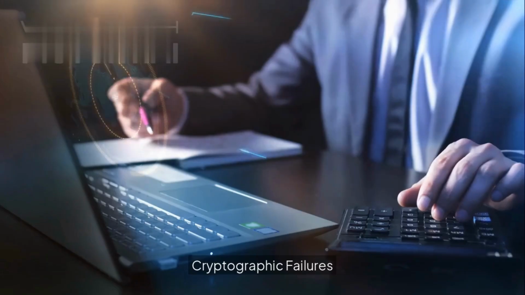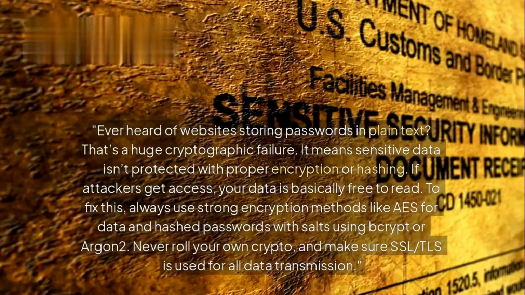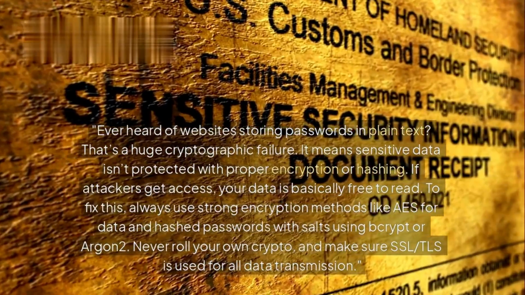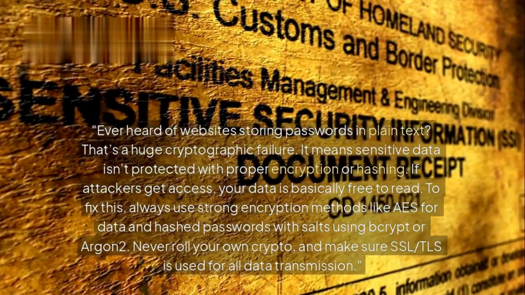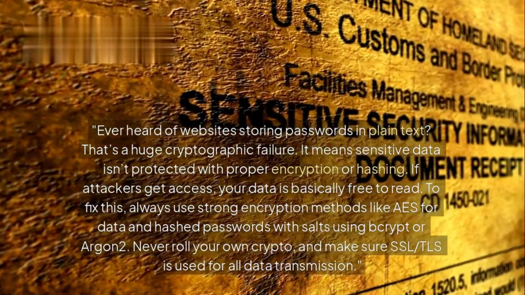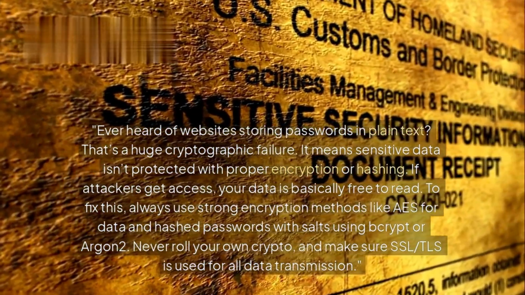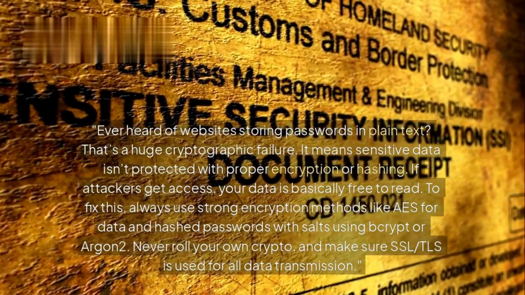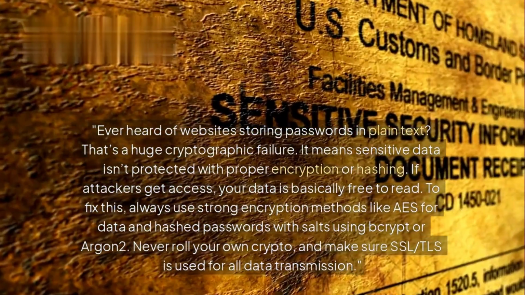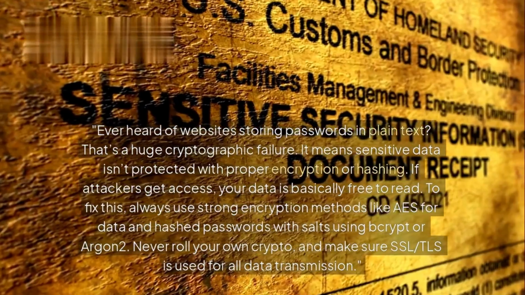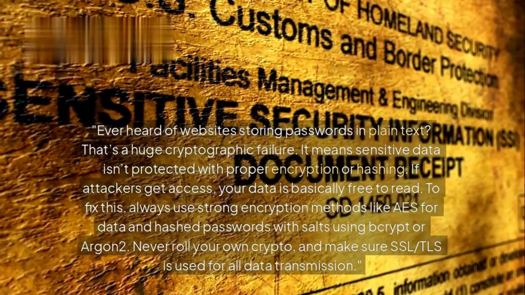2. Cryptographic failures. Ever heard of websites storing passwords in plain text? That's a huge cryptographic failure. It means sensitive data isn't protected with proper encryption or hashing. If attackers get access, your data is basically free to read. To fix this, always use strong encryption methods like AES for data and hashed passwords with salts using bcrypt or Argon2. Never roll your own crypto, and make sure SSL/TLS is used for all data transmission.